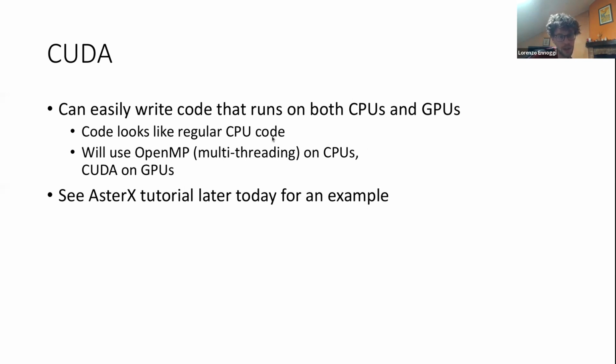It looks like regular CPU code. And for example, when you write a loop, you will see this again during the tutorial later. But when you write a loop, if you're running on a CPU, then it will be a multi-threaded CPU loop. While if you are on a GPU, it will actually run on the GPU. But the actual code you see and you write looks the same, so you don't have to worry about CUDA.